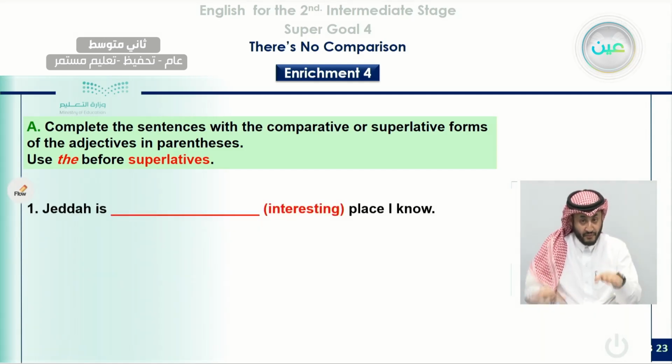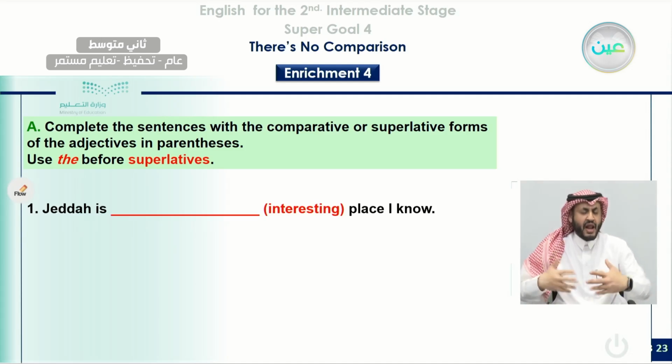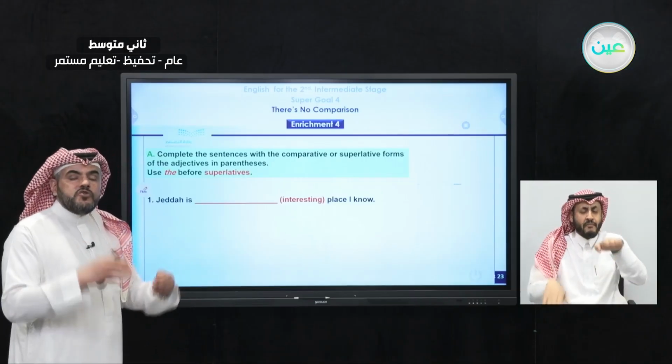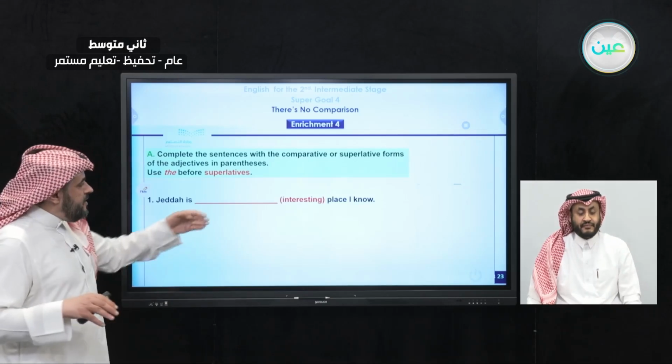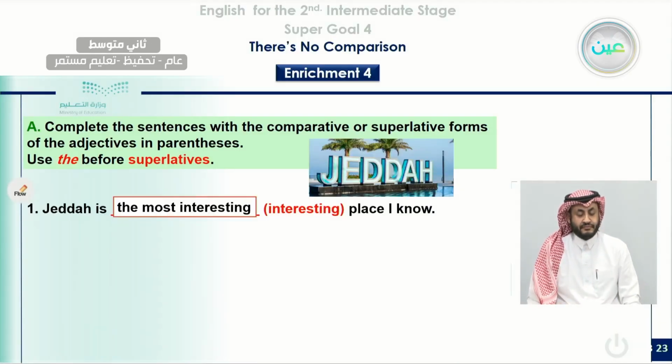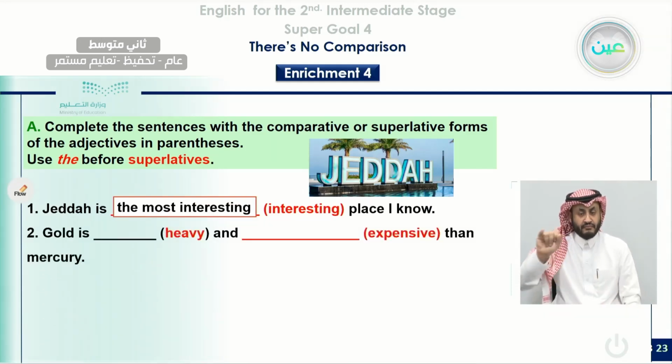Look at here the sentence, Jeddah is place I know. Interesting, Jeddah is interesting. But according to the speaker here, there is no comparison. So Jeddah is the best in interesting people. What can we say here? We can say Jeddah is the most interesting, because as we said before, it is a long adjective.